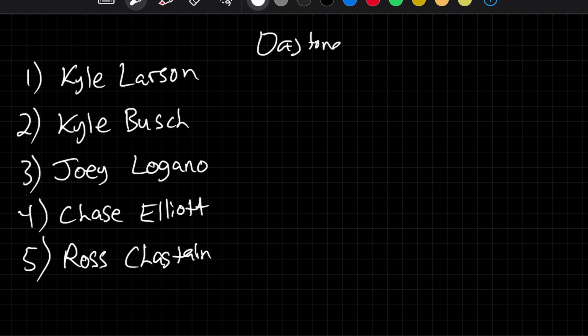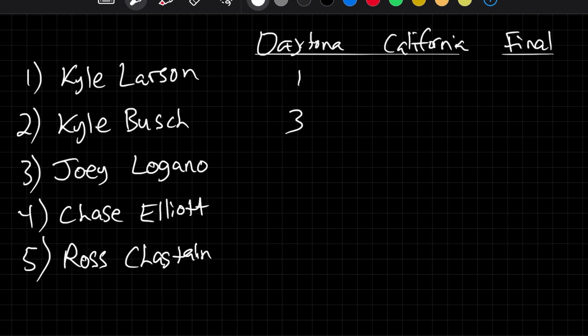Okay, so let's say that at the first race, they were at Daytona. And the second race was California. And we want to know their final ranking after these first 2 races. So for the first race, Kyle Larson was ranked first, Kyle Busch was ranked third, Joey Logano was ranked 5th, Chase Elliott was ranked 4th, and Ross Chastain was ranked 2nd.